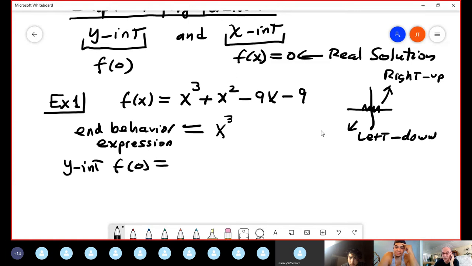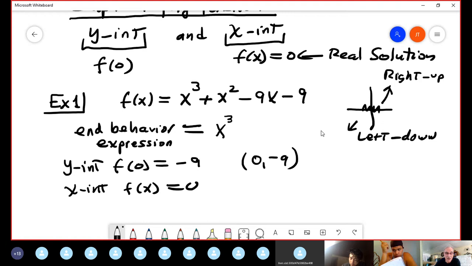I continue. The y-intercept is super easy. You evaluate at zero, plugging in zero, zero, zero, zero, and the answer is negative 9. It's obvious. The y-intercept of the polynomial function is the term that does not contain x, the term where x is missing. So the point is (0, -9), because x is zero and the y value is -9. And the x-intercept is always a little bit more complicated. You try to solve this situation.